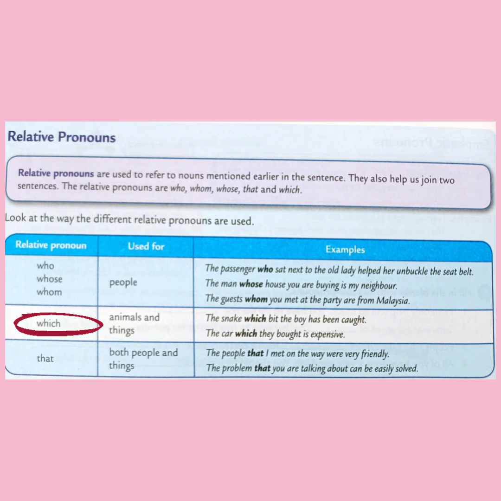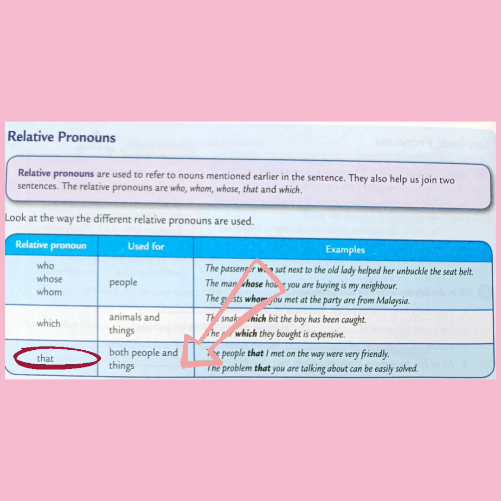Next is which. It is used for animals and things. For example, the snake which bit the boy has been caught. Here, the relative pronoun which is used for the noun snake. We cannot use who in place of which.